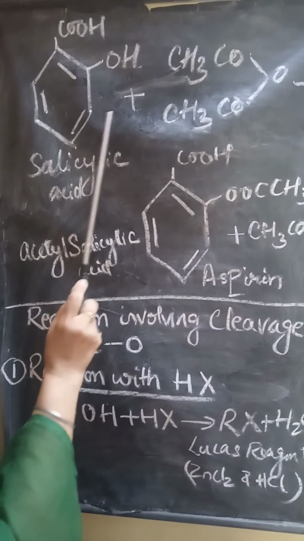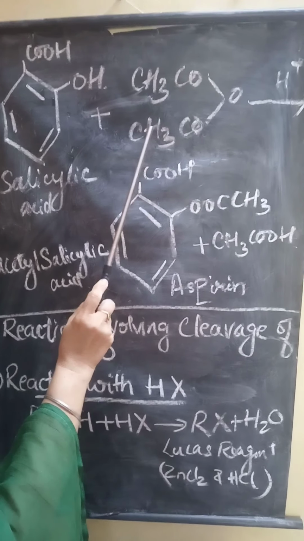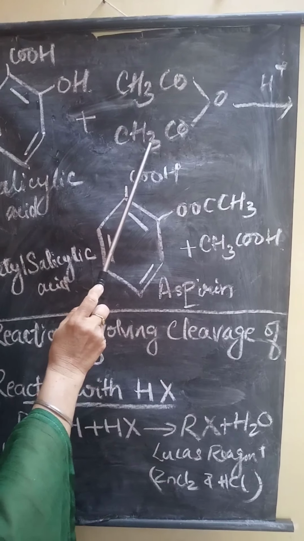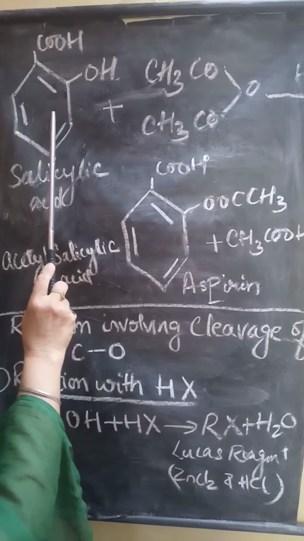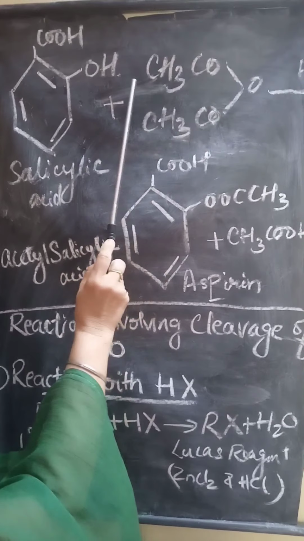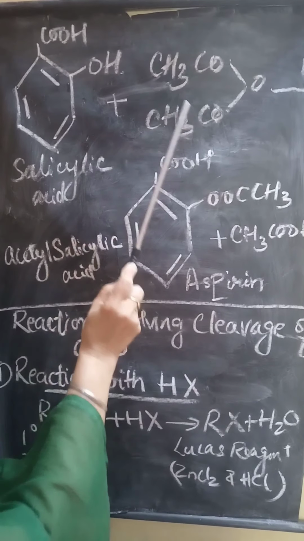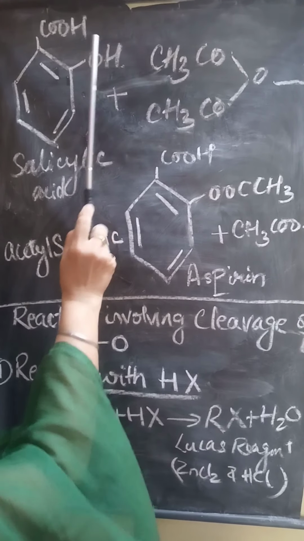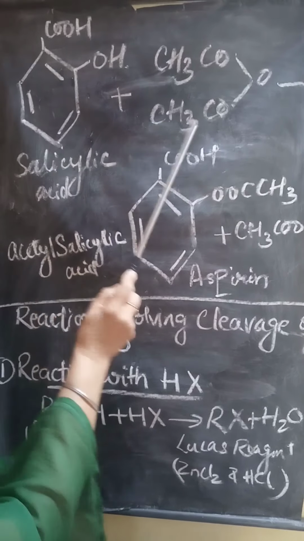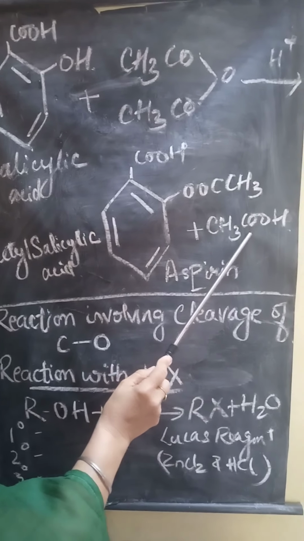When this salicylic acid reacts with acetic anhydride, that we have discussed earlier also, the reaction takes place with the OH group that is attached to the benzene ring. Now when the reaction takes place, CH3CO takes this OH of the benzene ring and forms acetic acid, CH3COOH.